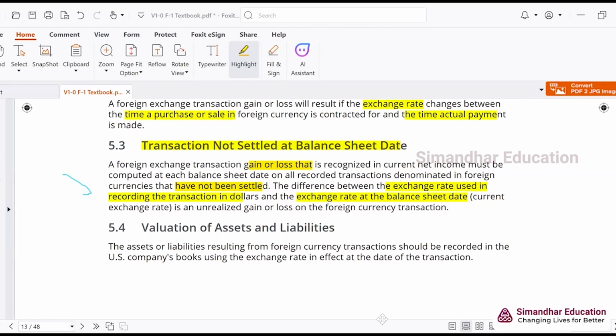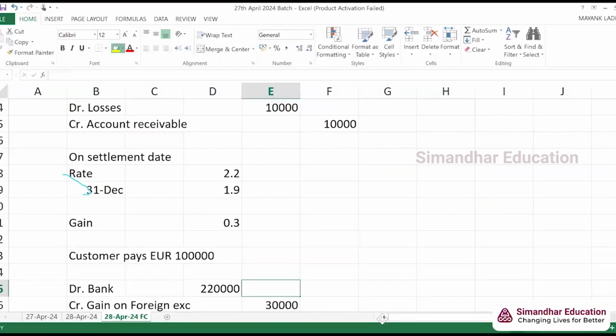So finally, that's what happens, no? So for example, you have to pay $1,000 to the testing agency for scheduling your test. When you pay that $1,000, that day's rate will be considered for inflow or outflow. AS11 is the corresponding Indian standard.